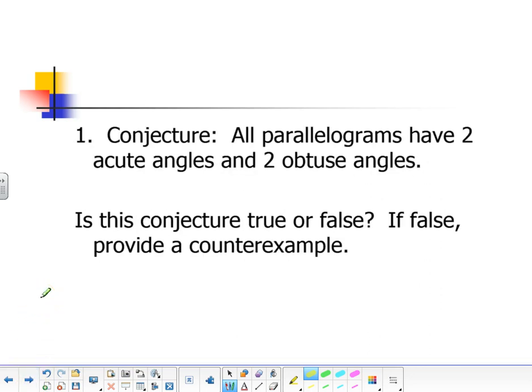So here's a conjecture. All parallelograms have 2 acute angles and 2 obtuse angles. Is this conjecture true or false? If false, provide a counterexample.